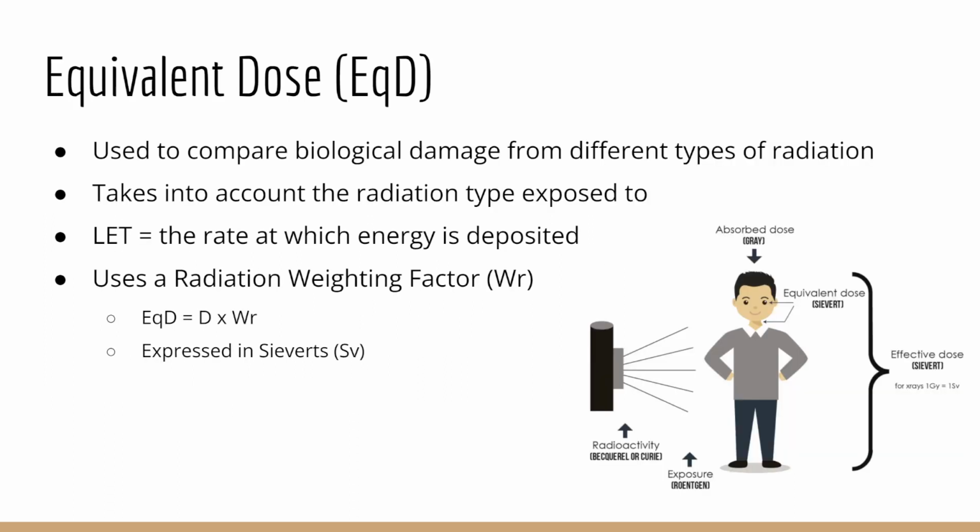The next one is equivalent dose. This is used to compare biological damage from different types of radiation. It takes into account the radiation type exposed to and the LET, which is the rate at which energy is deposited. This uses a radiation weighting factor: equivalent dose equals absorbed dose times radiation weighting factor. This is expressed in sieverts.